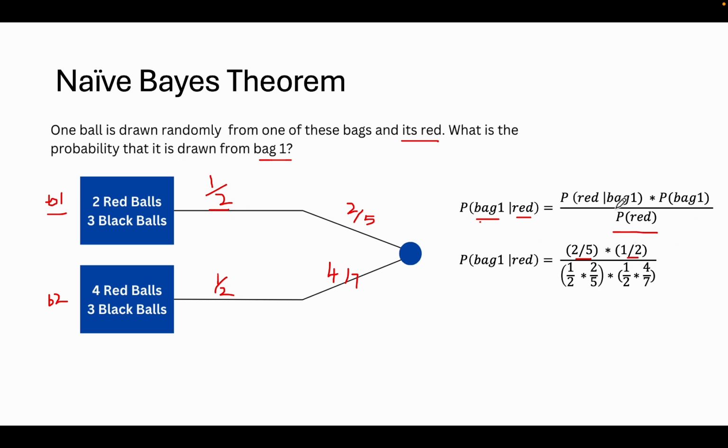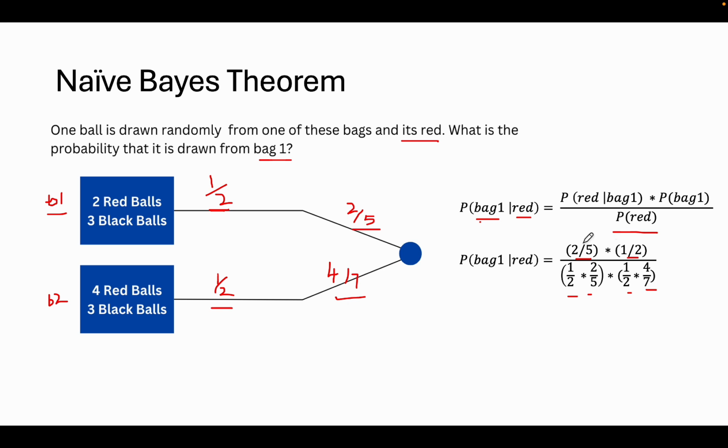And then we have to calculate the probability of red, meaning the probability that both of these bags have red balls. To do this, first we are going to take the probability of having bag 1, which is this one, multiply it by the probability of taking out a red ball from bag 1, then multiply it by the probability of selecting bag 2, and then by the probability that the ball taken out from bag 2 is red, which is 4 by 7.